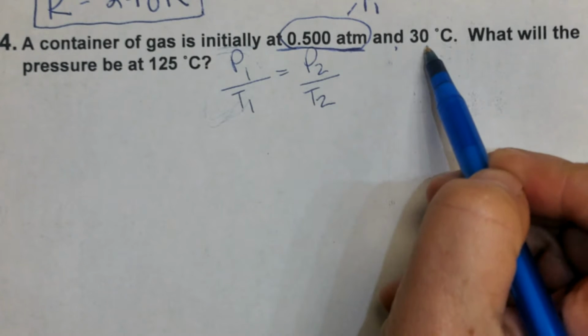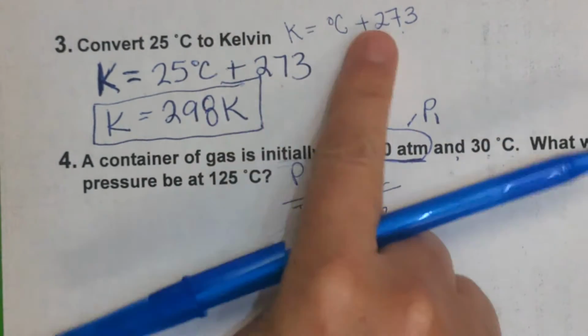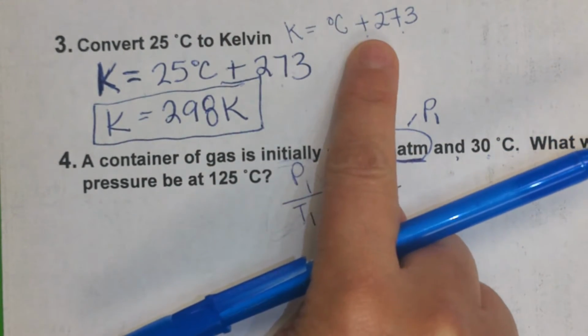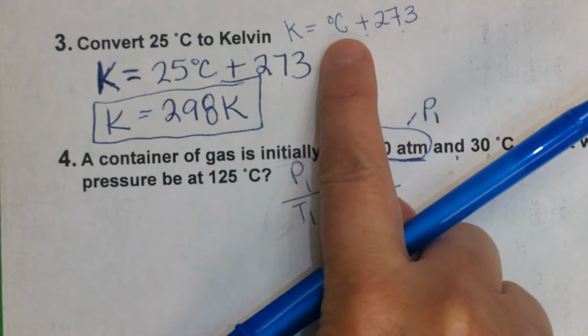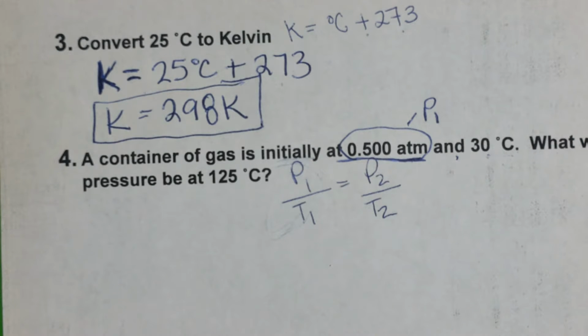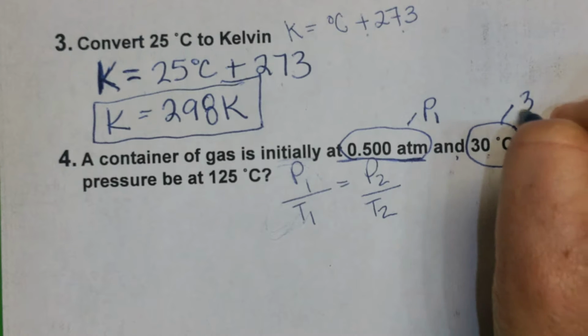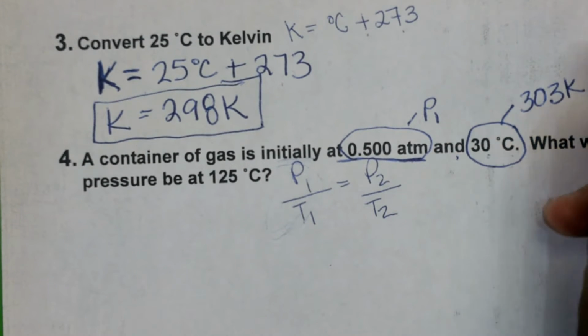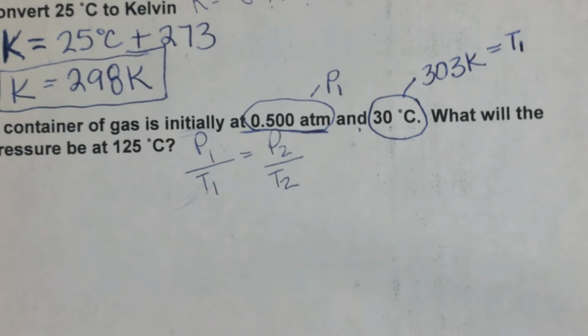That's what the trick is: you basically have to make sure you put this formula as well. We're going to have to convert that to kelvins. All you have to do, remember, is put the 30 degrees Celsius plus 273. So 30 plus 273 equals 303 kelvins, and that will be my temperature 1.